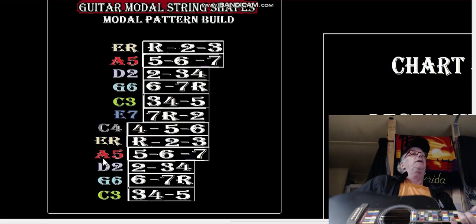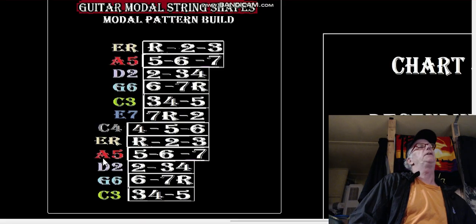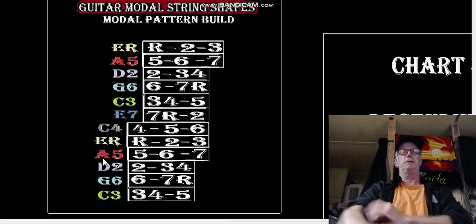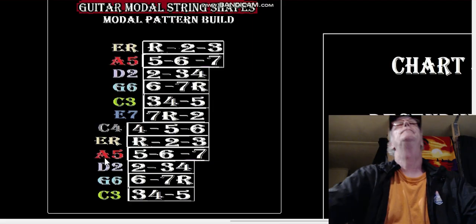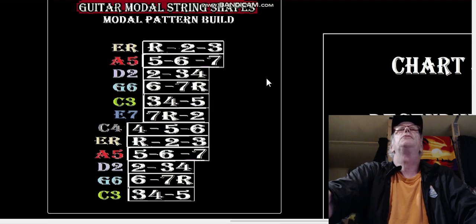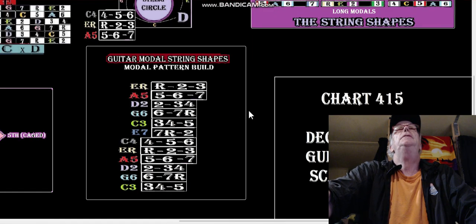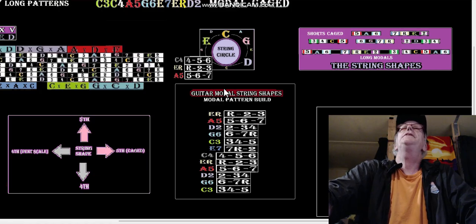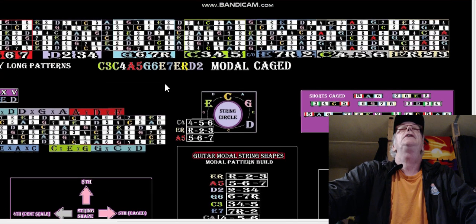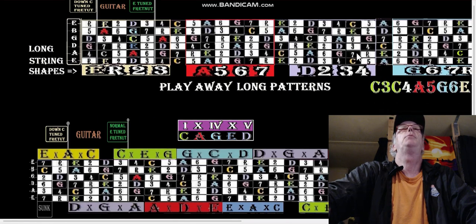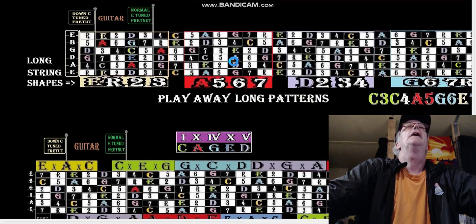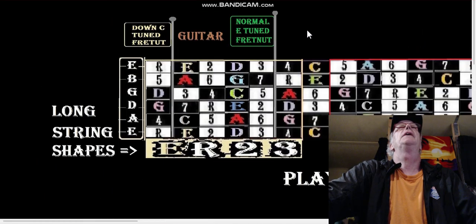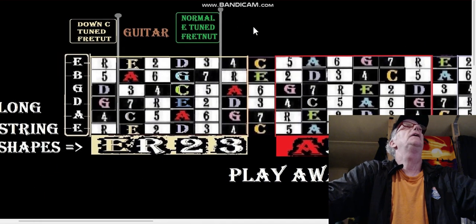That's about all we have for today. However, I think we're going to continue on until we're done with this segment. I'm sure we've got to recap this stuff. So we did look at the properties of the modal string shapes. Let's look at the modal CAGED fretboard. Remember we have here our down C tuned fret nut and whatnot like that.